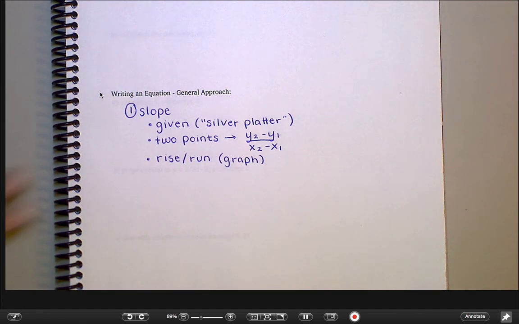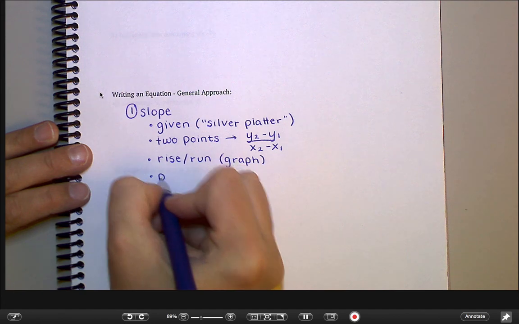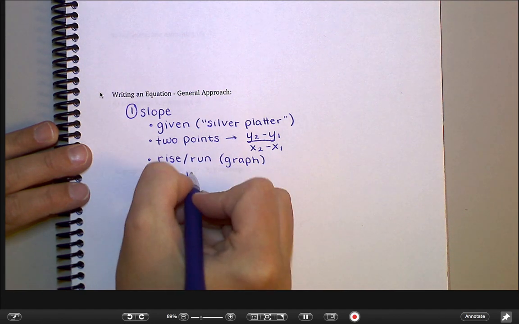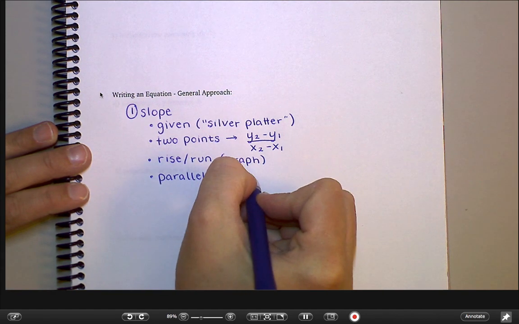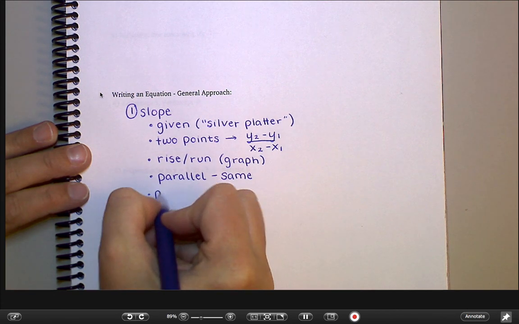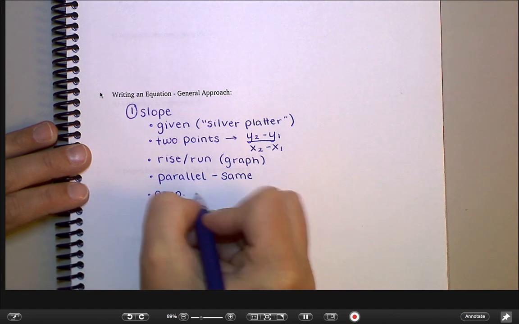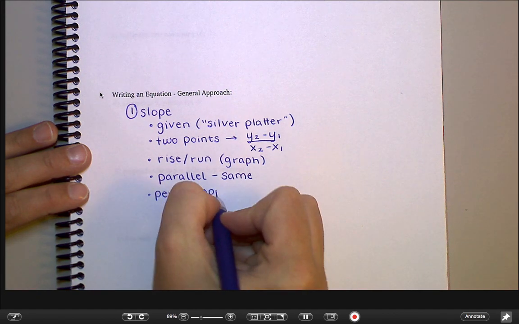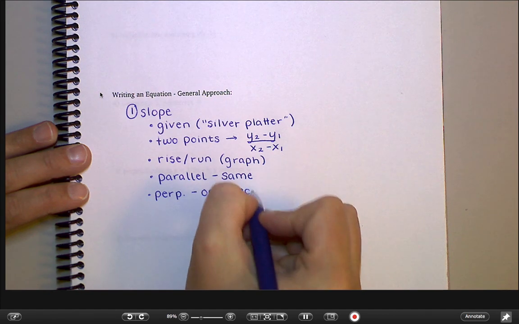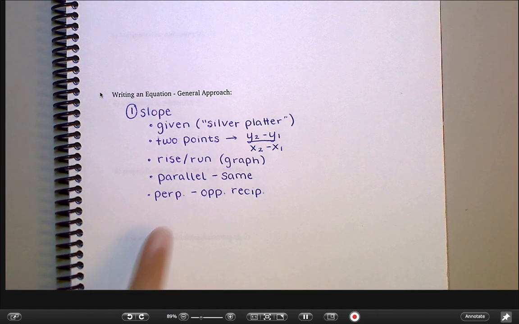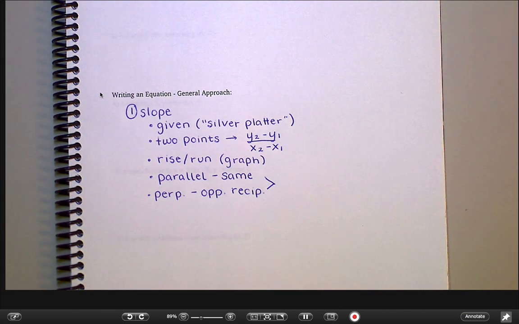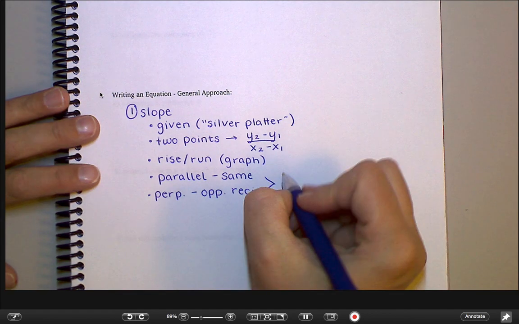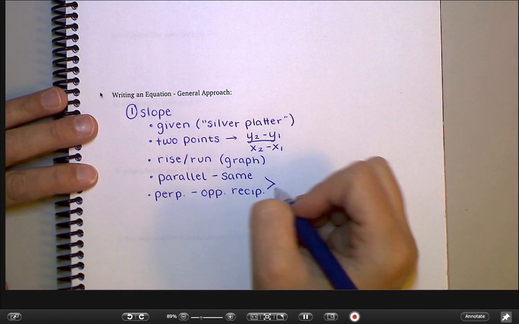They may also give you a line that's parallel, which remember means you're going to keep the slope the same. Or they could give you a line that's perpendicular, and that's when you're going to do the opposite reciprocal. So if it's one of these two situations, parallel or perpendicular, what you're really going to be given is another equation for a line that you have to pull the slope out of and then turn it into a different equation. And so we need to know how to get the slope out of an equation.